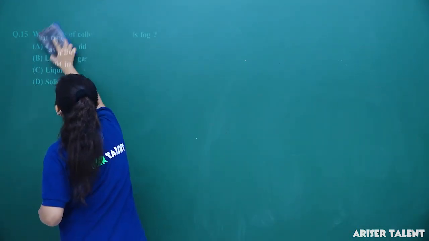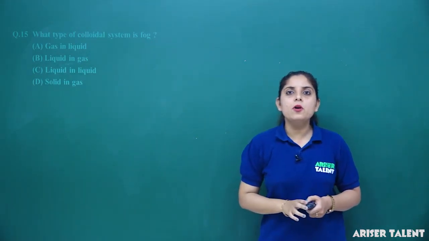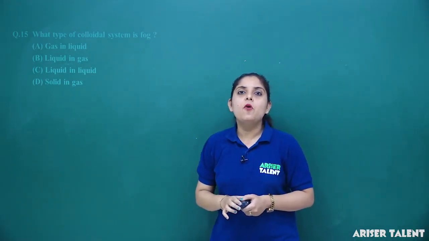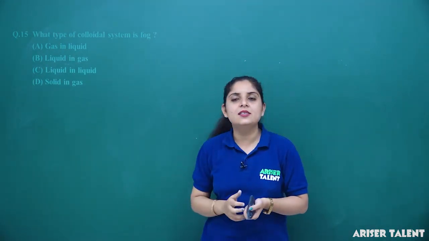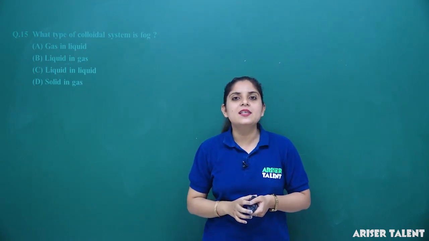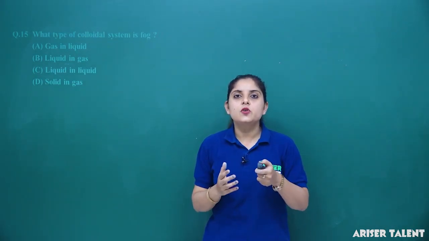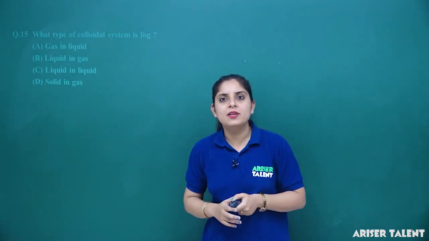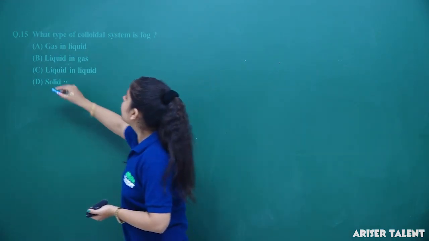Which type of colloidal system is fog? You have seen the fog in our environment. Fog is having one dispersed phase and another thing is the dispersion medium. So fog is nothing but it is actually a liquid in gas. Clear? So one is the dispersed phase and another one is the dispersion medium. So fog is liquid in gas.